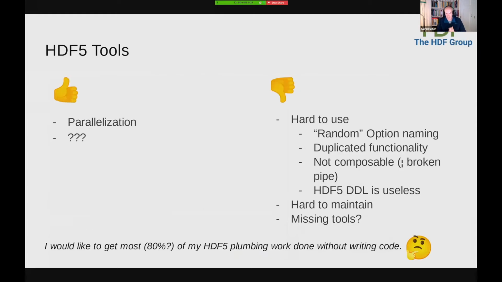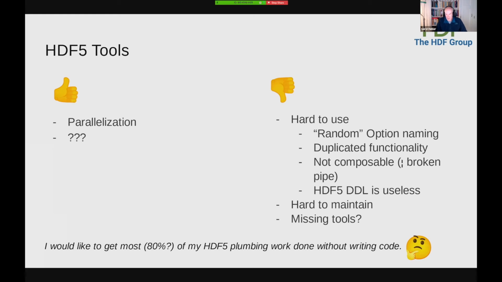Which brings us to HDF tools, what we like and don't like. There's definitely been some great work recently on the parallelization of tools, and I think we will hear something about that tomorrow or the day after. But on the downside, there are just the usual suspects. Our current tools are hard to use. Despite certain efforts, the naming of options is rather random. There's tons of duplicated functionality. They are not composable. So if at the cradle of those tools stood the idea of emulating the pipe model and the Unix tools, well, that has gotten off the rails pretty quickly.